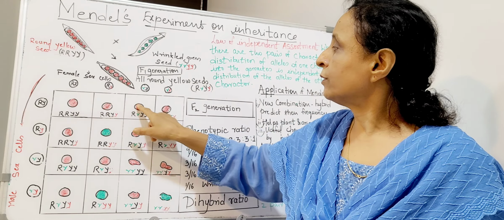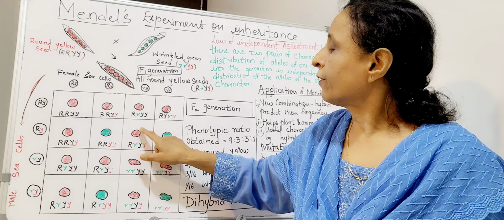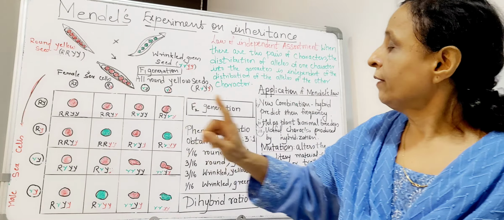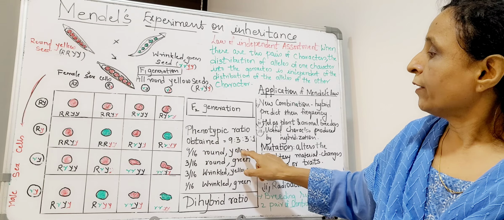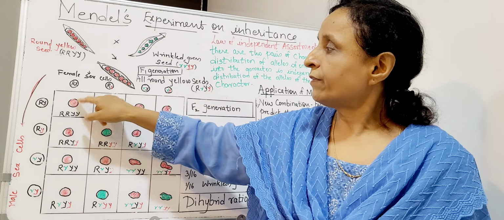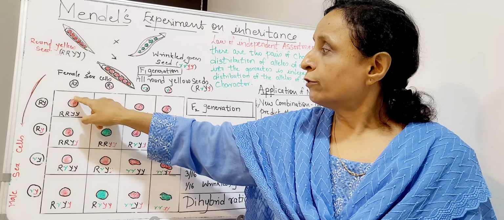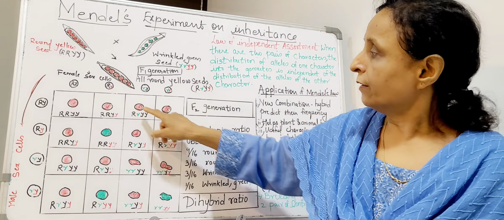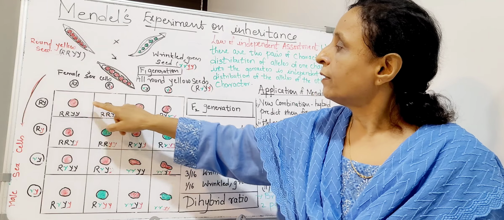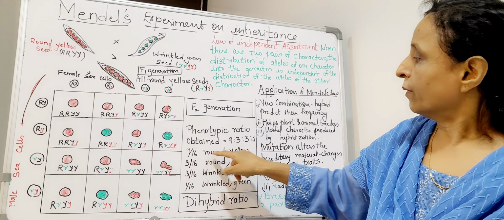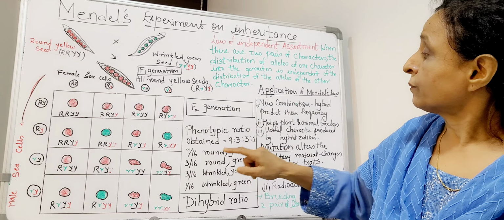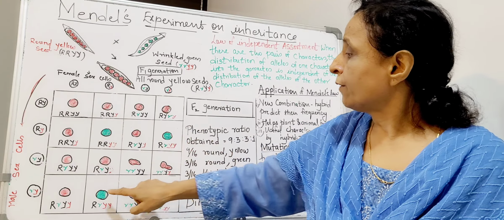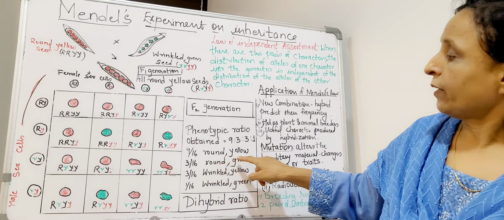So you can calculate now 9 out of 16. 1, 2, 3, 4, 5, 6, 7, 8 and 9. 9 are round and yellow. Whichever has capital R is round and has capital Y is yellow. So here this R and which is not wrinkled. So smooth round, they are 9 in number, round and yellow. Now 3 are, 1, 2, 3, they are round and green.